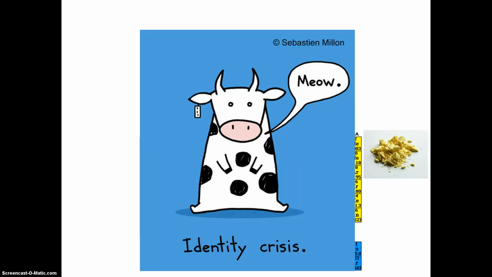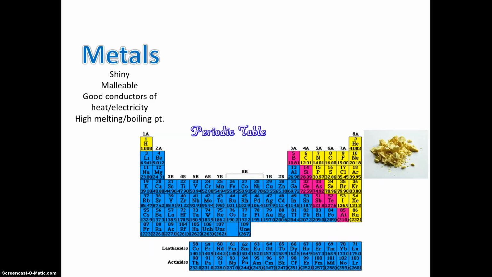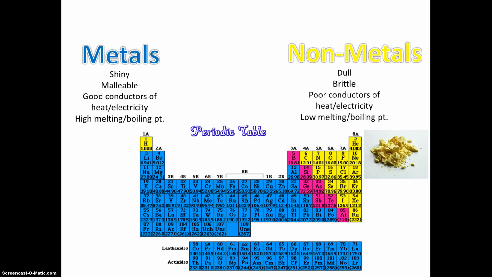We have a cow here having a bit of an identity crisis. I think he thinks he's a cat. Unlike this cow, elements do not have an identity crisis. Elements know exactly who they are, and we're going to talk about why they have the properties they have and the identity that they have.